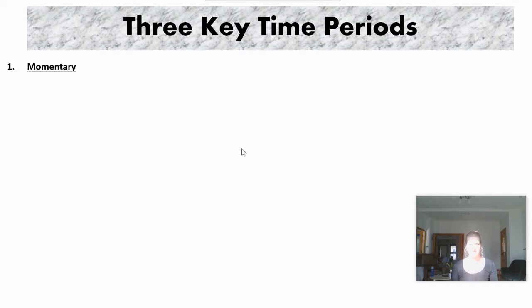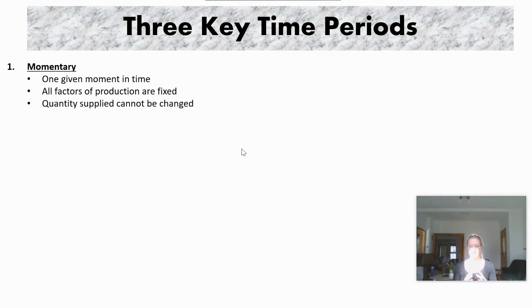The first one is the momentary time period. So this is one moment in time. Essentially, if prices increase right now, producers cannot be responsive to the price. The quantity supplied is unchanged. This is because the factors of production are fixed to whatever the producer has right now. So whatever labour, land or capital they have right now will be the factors of production they can use for the quantity supplied. So everything is fixed and cannot be changed. Therefore, supply will be perfectly inelastic.